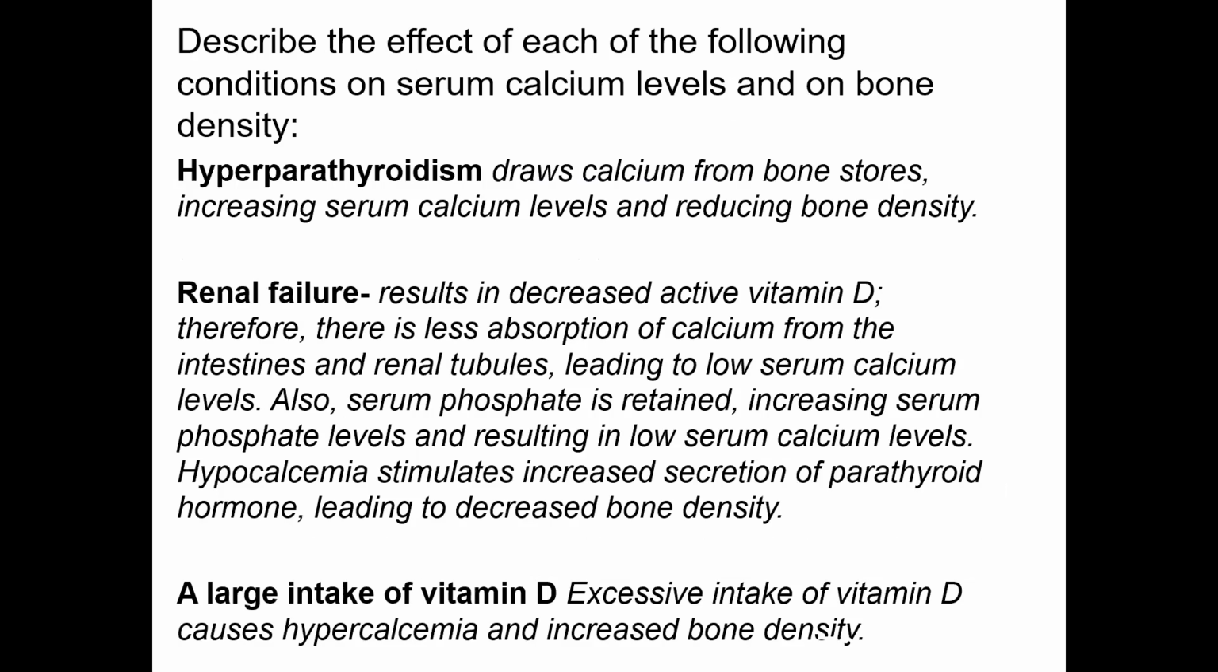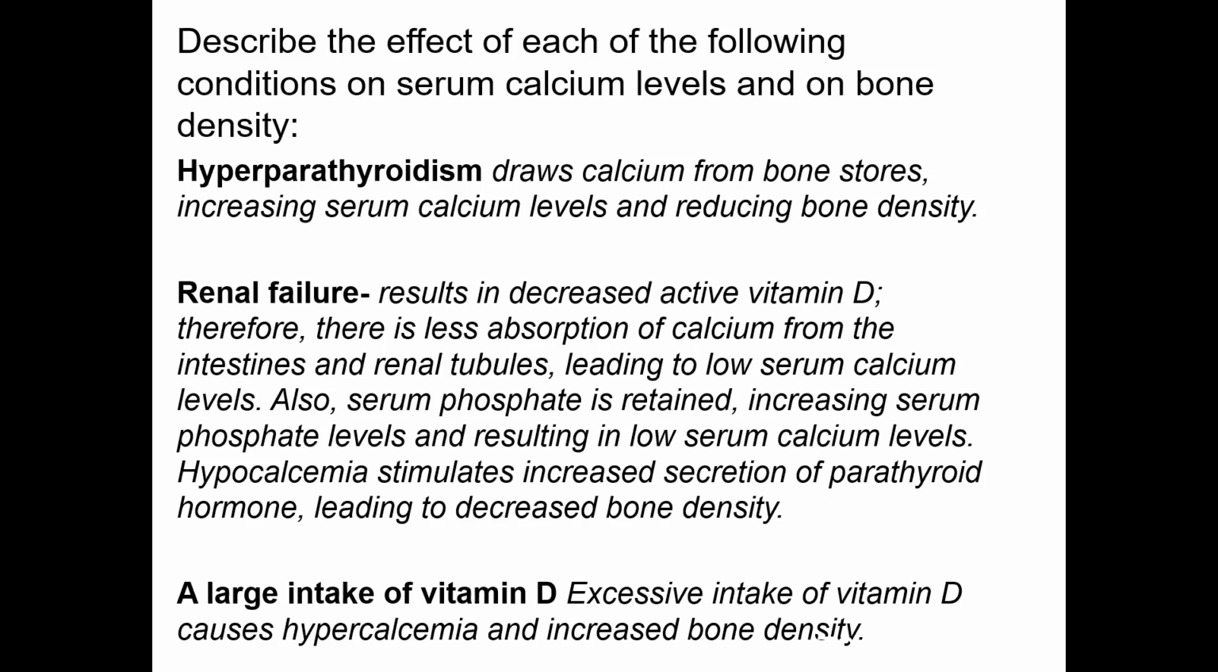Hyperparathyroidism draws calcium from the bone and increases serum calcium levels, reducing bone density. Renal failure results in decreased active vitamin D. Therefore, there's less absorption of calcium from the intestines and the renal tubes, causing a low serum calcium level.